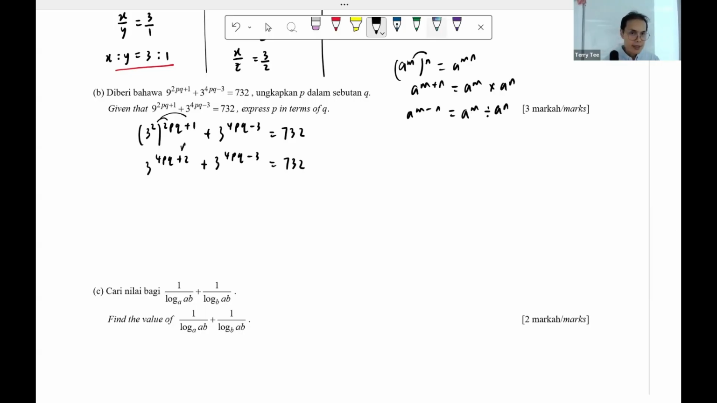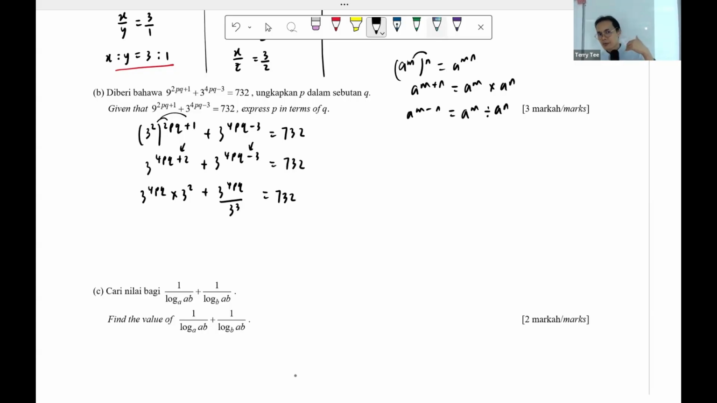So this is a plus. Let's break it up to multiply. This is a minus. Let's break it up. Becomes divide. Divide 3 power 3. Okay. Your base is still 3. The power is still 3. Now, I know for some people, they find this a bit hard to see.